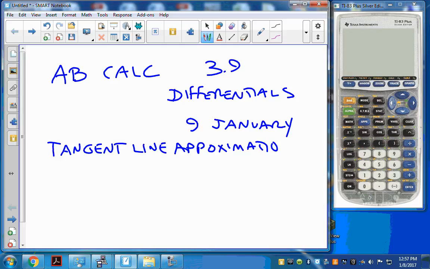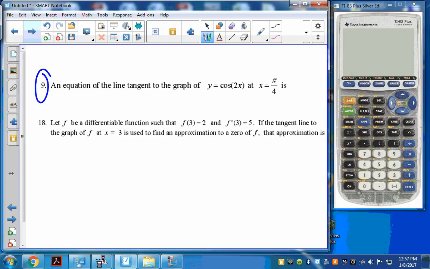In fact, if you look at your exam, equation 9 talked about the equation of the tangent line, as did 18, and in fact used the tangent line to find an approximation. So this is stuff that you should already know, but we're going to get a little bit more detail into it. Let me look at this first exam problem that you had.